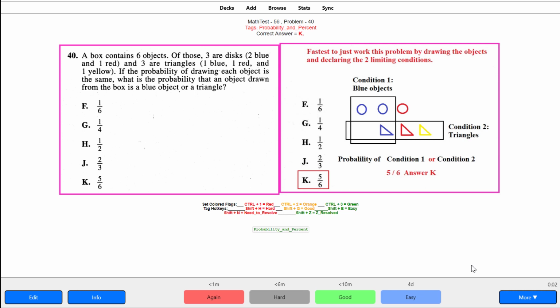This problem is asking probability with 2 conditions. Condition 1 is we're going to draw an object that's blue. Condition 2 is the object is a triangle. So what's the probability of condition 1? There's a 3 out of 6 chance on it. Condition number 2, there's also 3, but one of them overlaps, so there are only 2 new additions. So we add these together, and we come out with 5 of the possible 6 being solutions.